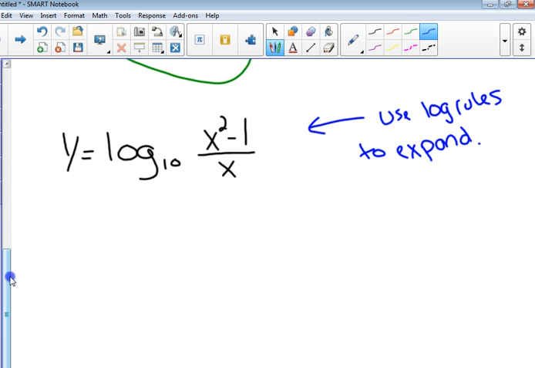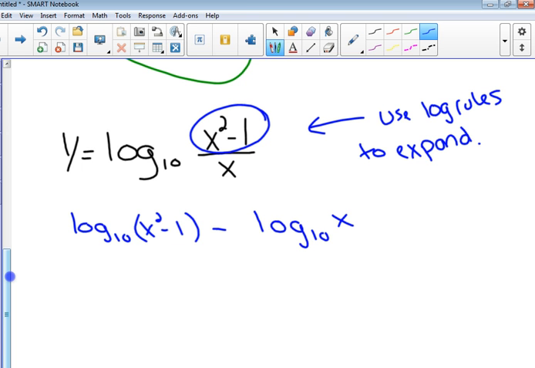So if you were going to expand this out, you have log base 10 of the top part, x squared minus 1. Then what would the division mean? Minus, good. Log base 10 of x. So now your U parts become much easier to work with rather than having to do this whole thing as a U. So sometimes it just makes it easier. I did it both ways. You get the same thing, just one way is easier than the other. So it's up to you how you want to work with it.